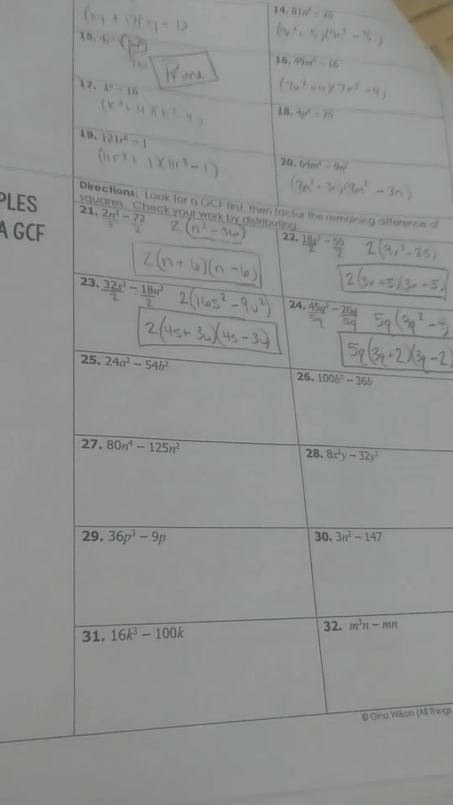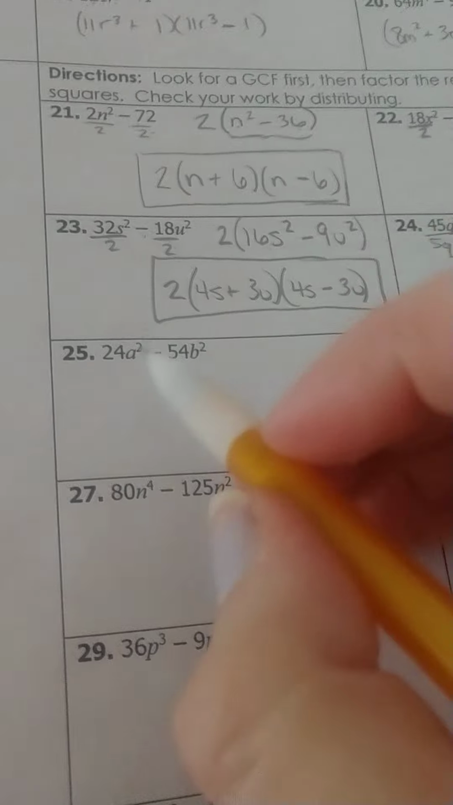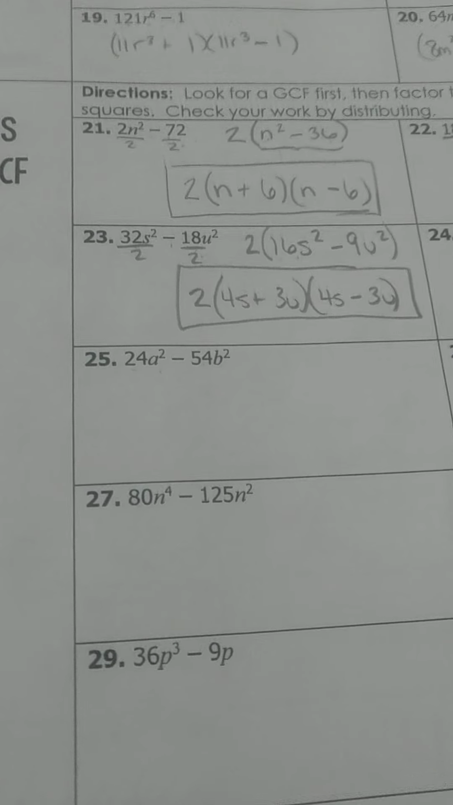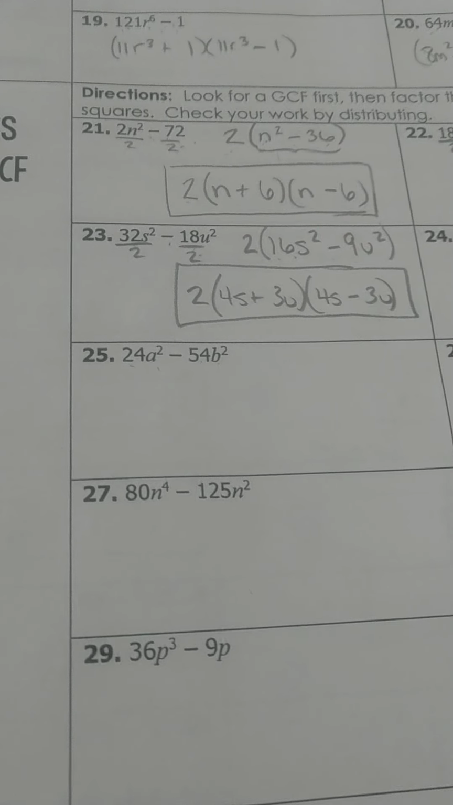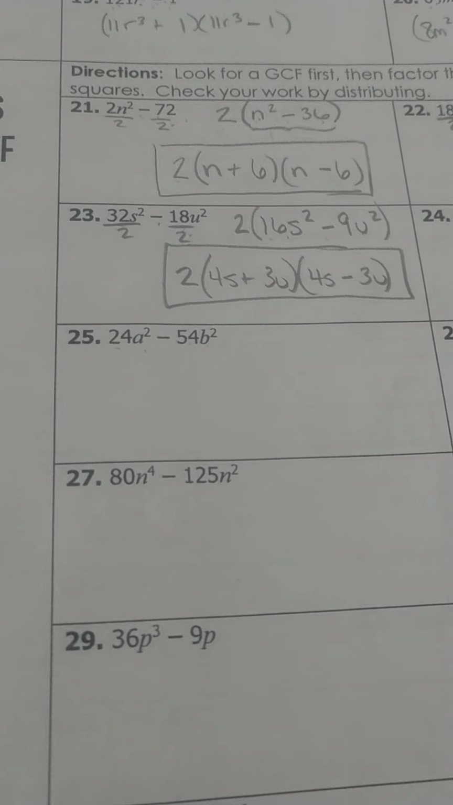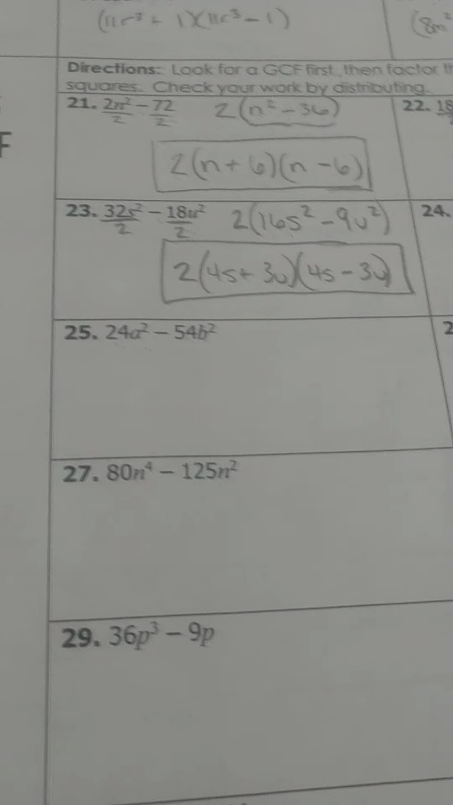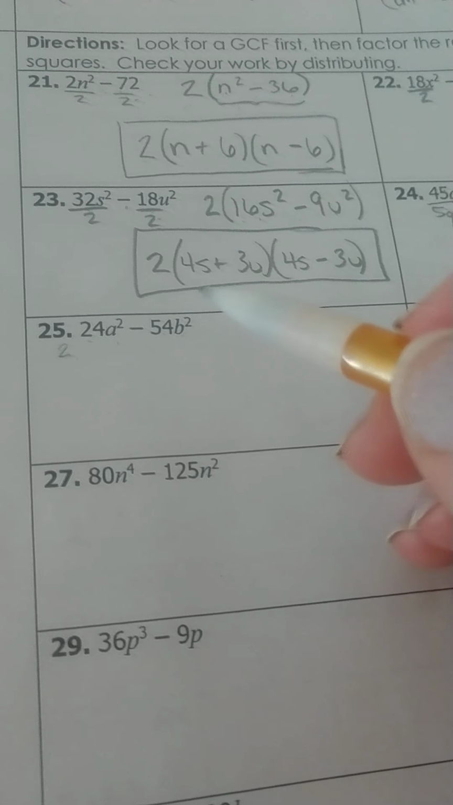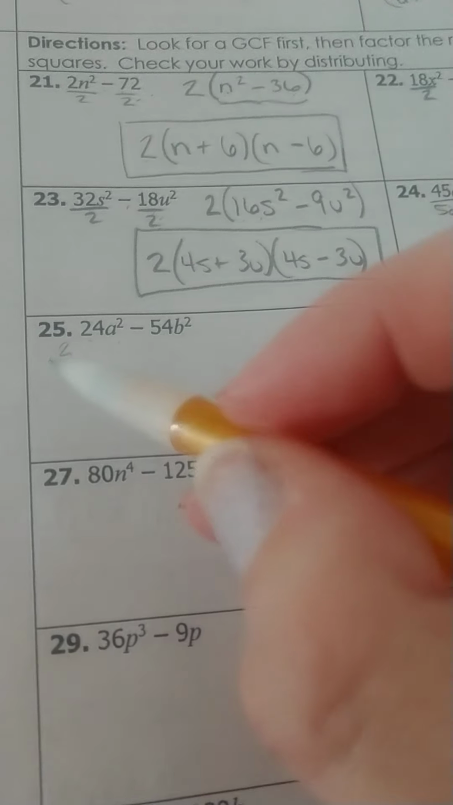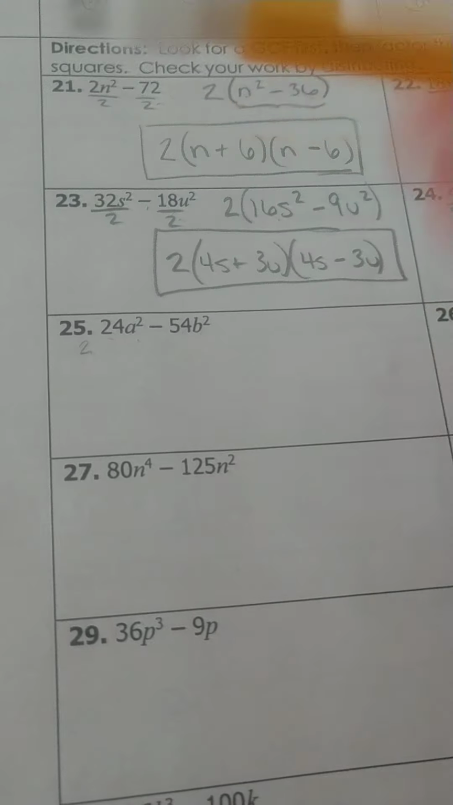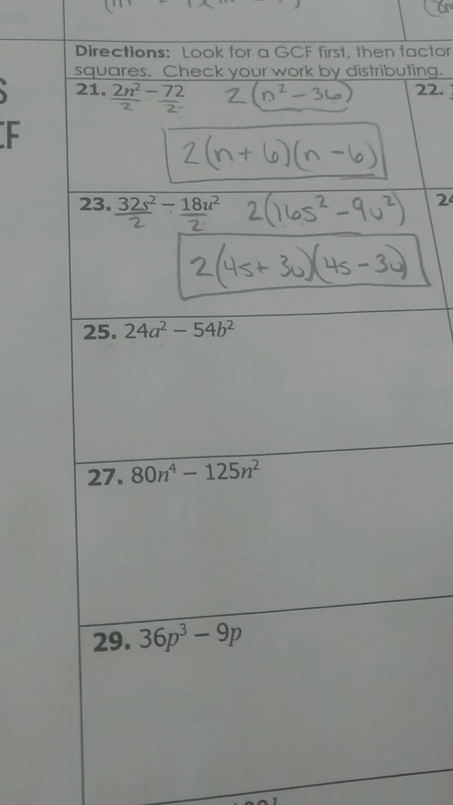All right, 25. You've got 24a squared and 54b squared. So this one, you've got to think pretty hard. Your GCF, your greatest common factor, is the largest number that goes into both of these. So if you tried 2, well, 2 goes into both, but 2 isn't the largest. 4 does not go into both, but 6 does. And this is just knowing your factors.